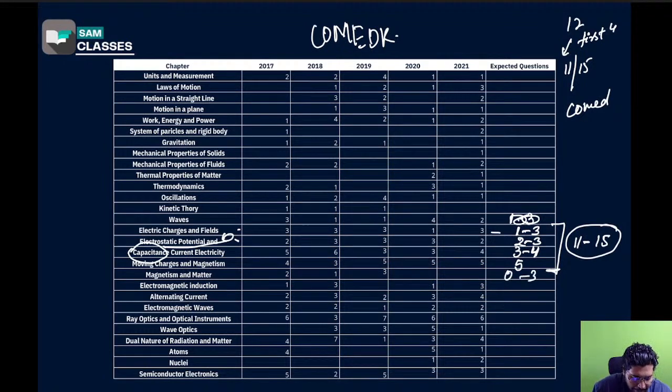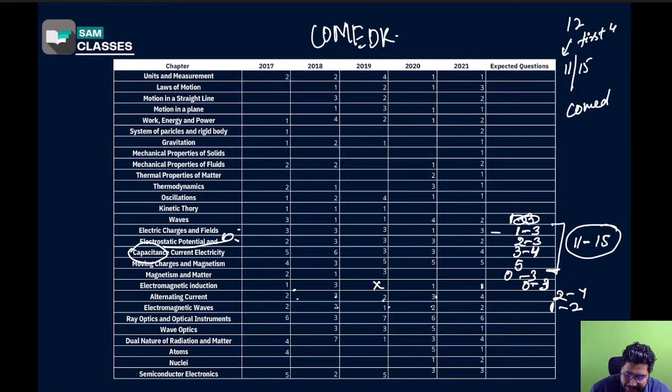Okay. EMI, electromagnetic induction, 1, 3, again nil, 1, 3. So minimum 1, it can go, maximum 3, minimum 0 also. AC, it is always coming 2, 3, 2, 3, 4. 2 to 4 we can go. EM waves 2 to 1 to 2. So minimum 1 to 2.